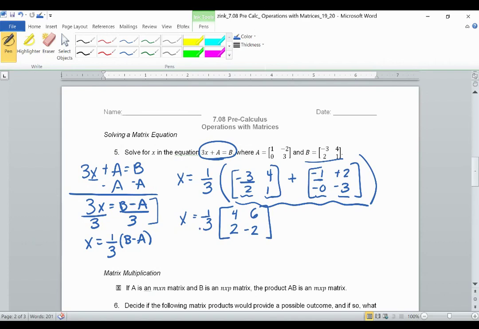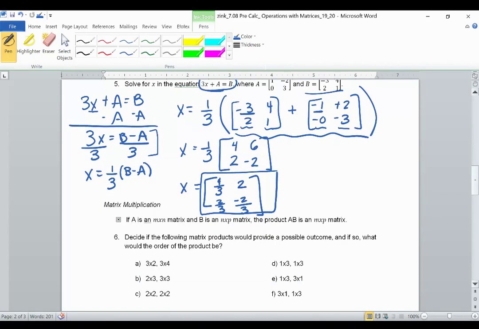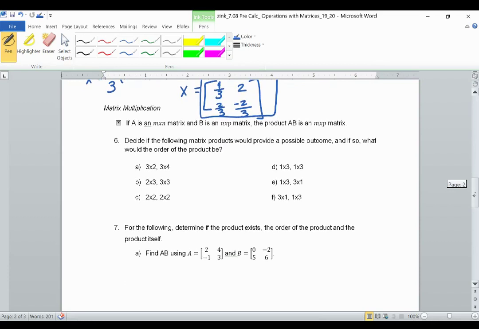Okay, and now we're going to do our scalar multiplication and just multiply every single term by 1/3. So I've got 1/3 times 4 is 4/3. 6 times 1/3 is 2. 2 times 1/3 is 2/3. And 1/3 times negative 2 is negative 2/3. Should be our final answer. Again, you can type it in your calculator. Just store a in, b in for the two matrices, and then type in 1/3 times a minus b, and that will give you the answer.